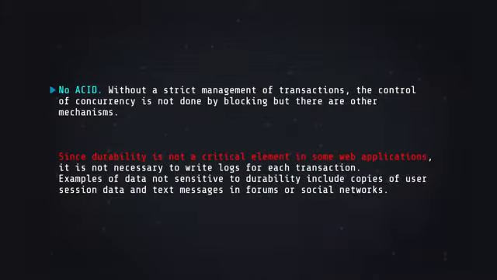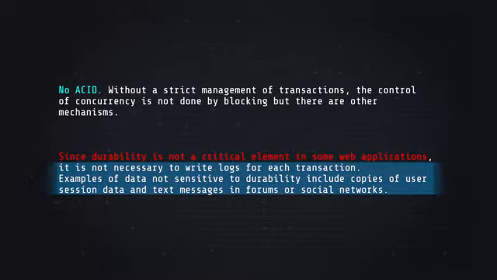Therefore, without a strict management of transactions, the control of concurrency is not done by blocking, but there are other mechanisms. Since durability is not a critical element in some web applications, it's not necessary to write logs for each transaction. Examples of data not sensitive to durability include copies of user session data and text messages in forums or social networks.